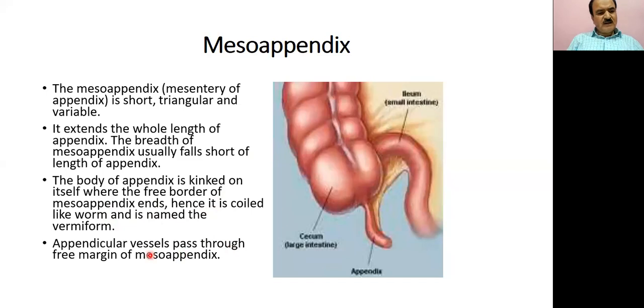Appendicular vessels pass in the free margin of the mesoappendix. So it has a free margin and an attached margin on the appendix. On the free margin here lie the appendicular vessels.